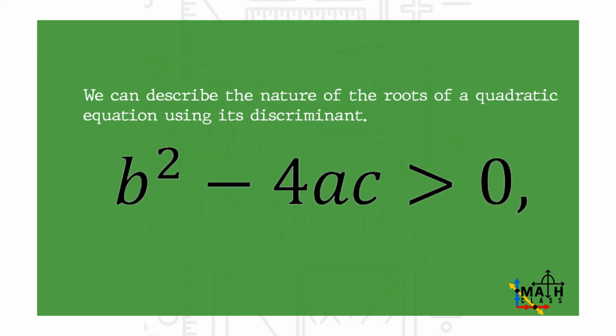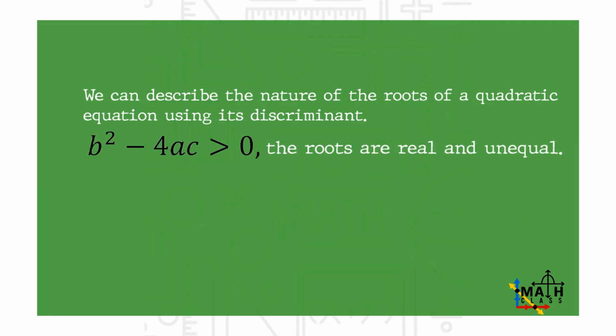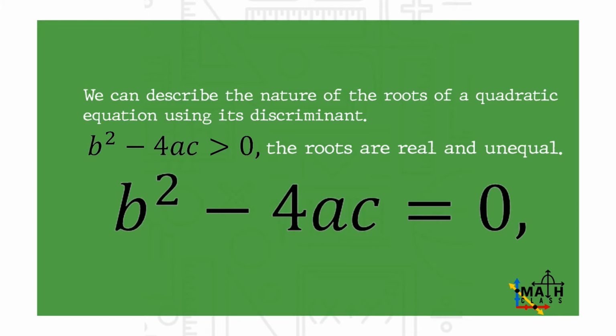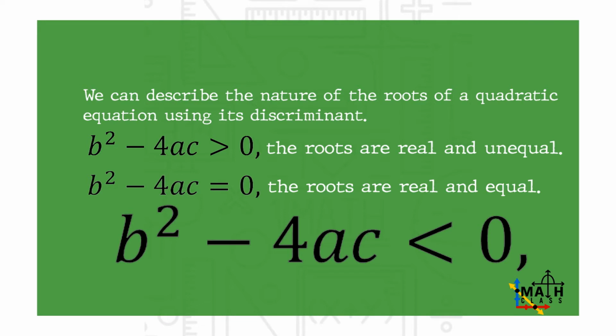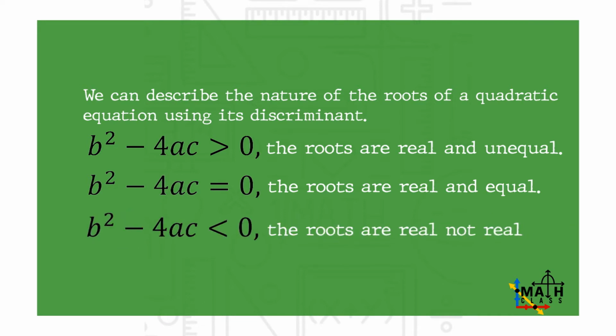If b squared minus 4ac is greater than 0, the roots are real and unequal. If b squared minus 4ac is equal to 0, the roots are real and equal. If b squared minus 4ac is less than 0, the roots are not real.